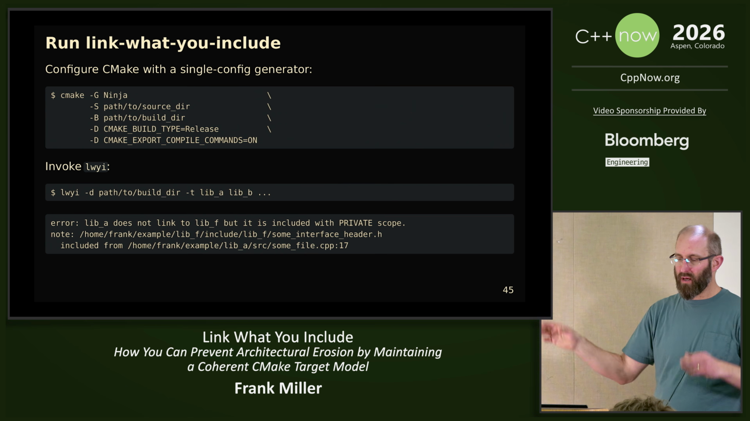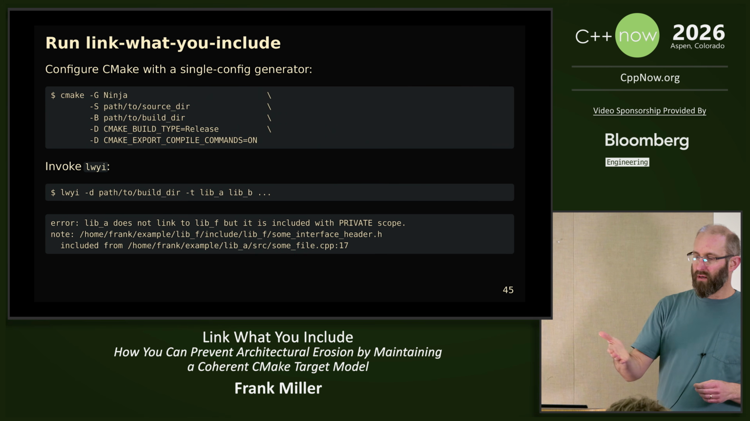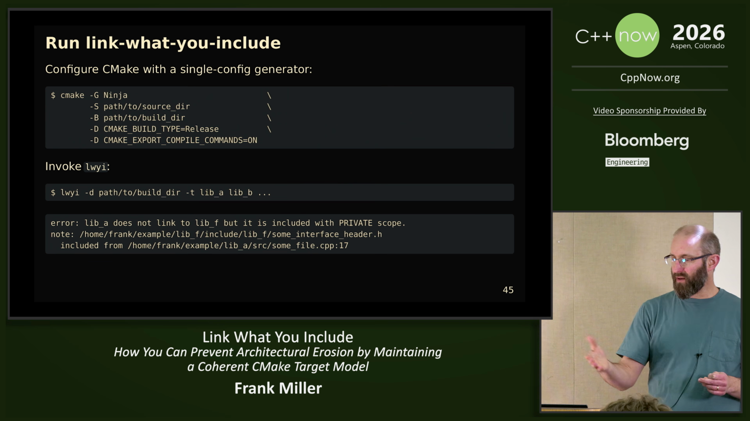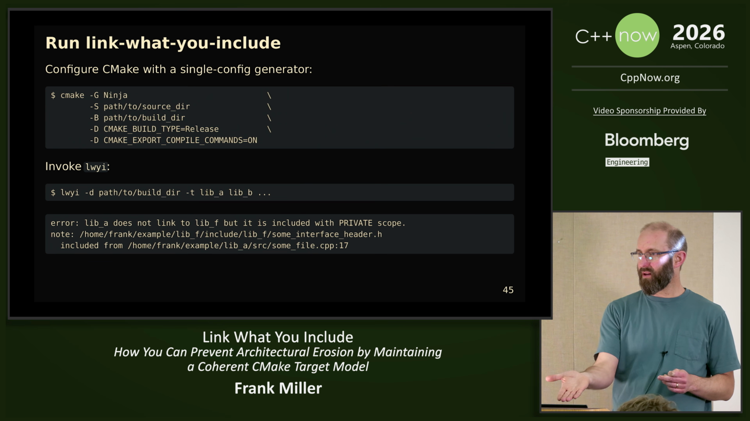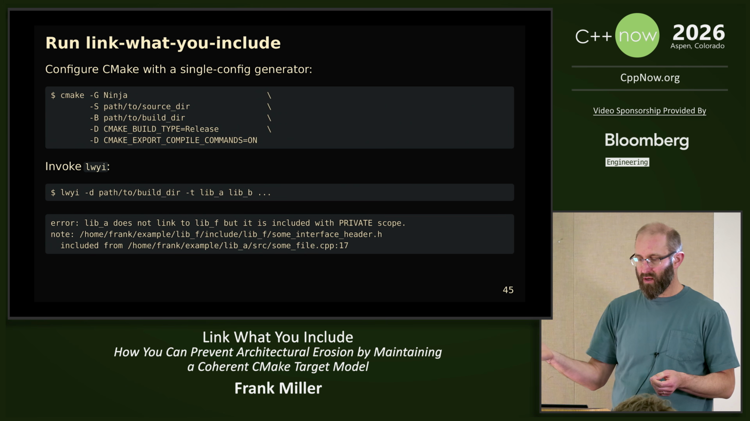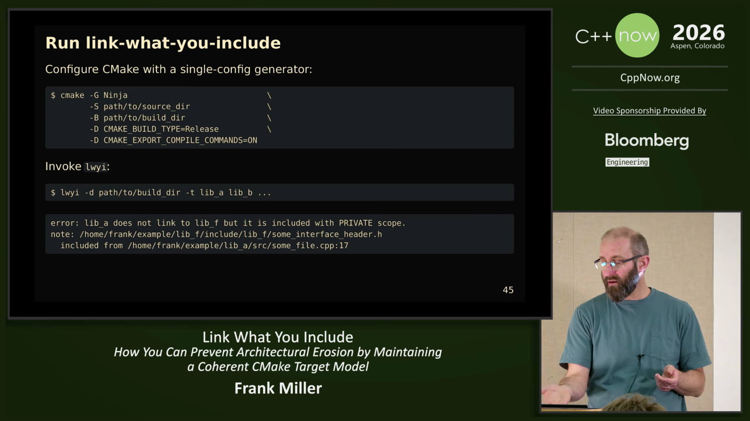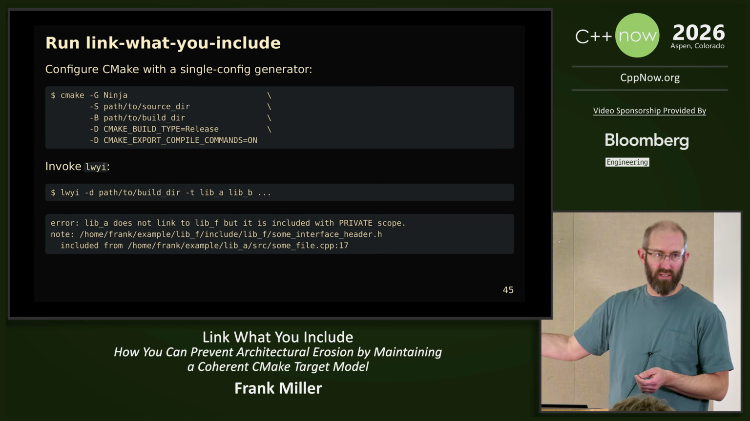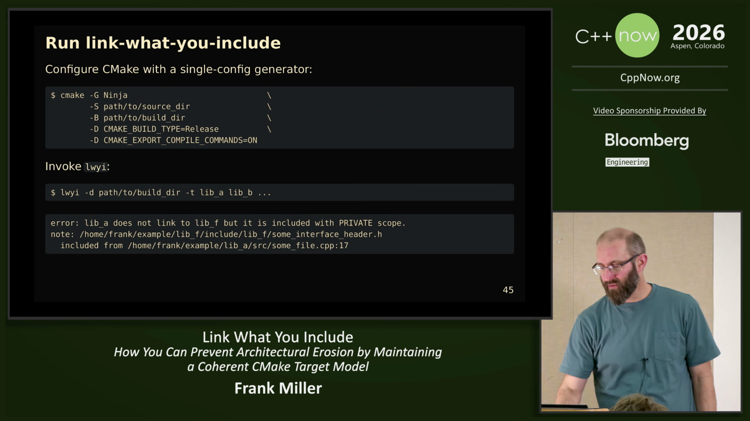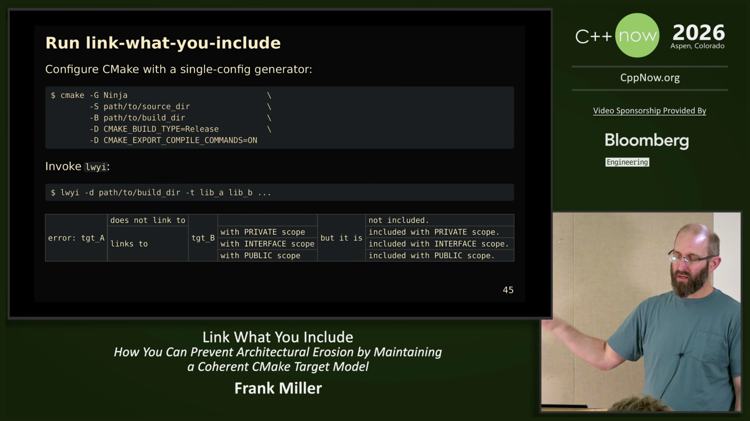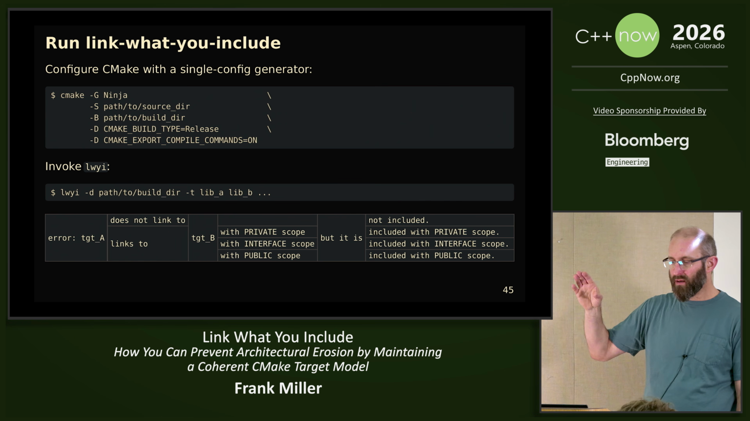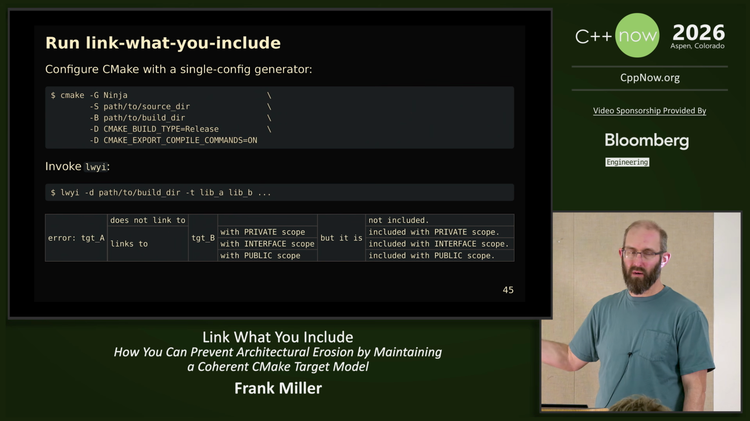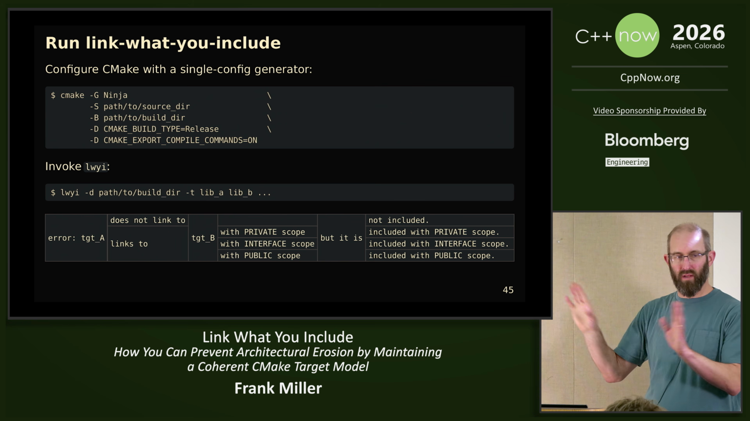And then it's going to go and do its thing, and it'll generate errors that look like this. lib-a does not link to lib-f, but it is included with private scope. And for some of the errors, it'll tell you the header that it found that it was including. So here it found that some interface header of lib-f is included from a private source file of lib-a, line 17. That's neat. In general, all of the errors look like this. It's going to say that target A is linking or not linking to target B with some scope, but it's included with some other scope, or it's not included, or something, right? That's all the possible errors.